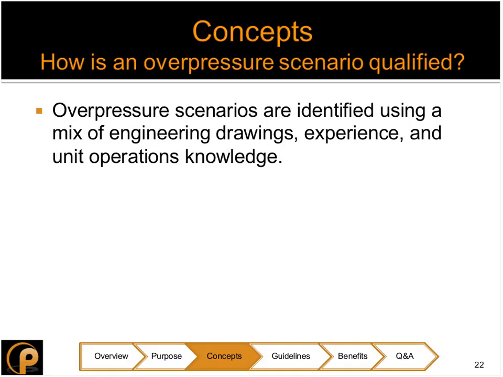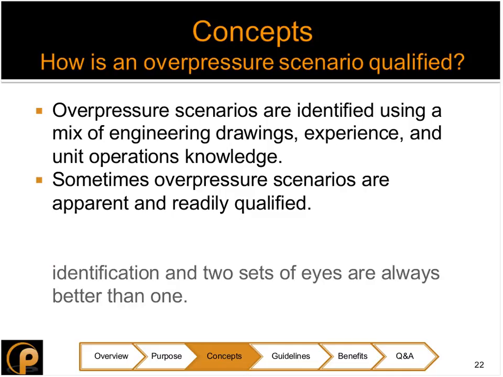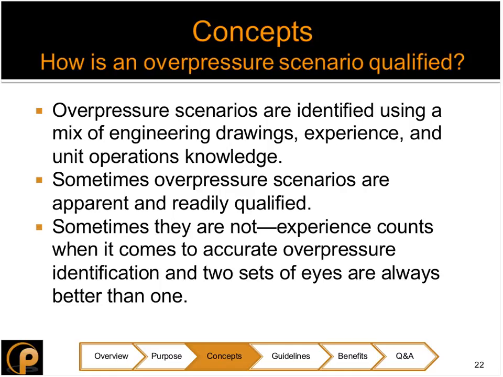So we know about different scenarios, and we know that scenarios have to be qualified in order to apply. The question is now, how do you qualify a scenario? Sometimes overpressure scenarios are very apparent and readily qualified. But in my experience, in release systems design, two things are required to qualify any overpressure. One is process safety information, and the other is good engineering judgment. Process safety information, by the way, is also known as PSI, and it includes operating conditions, equipment design information, safe operating limits, piping and instrumentation diagrams, and related information.